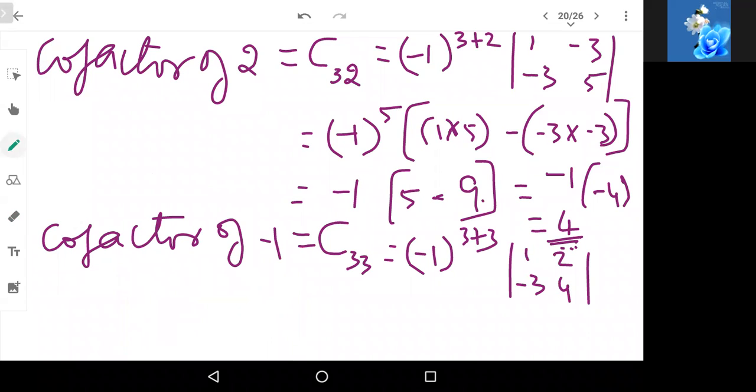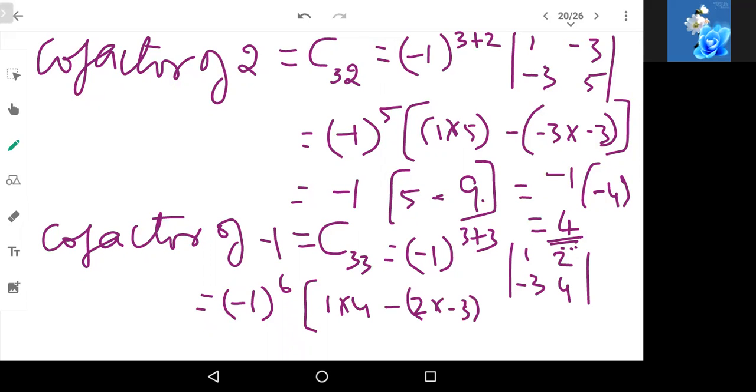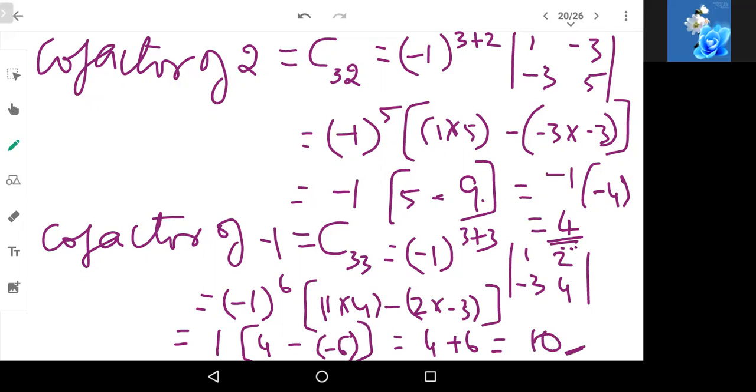So solve this quickly. Minus 1 to the power 6 into 1 into 4 minus 2 into minus 3. So 1 into 4 ones are 4, minus 2 threes are minus 6. So which will be 4 plus 6, which will be 10. So we have found out all the cofactor values.